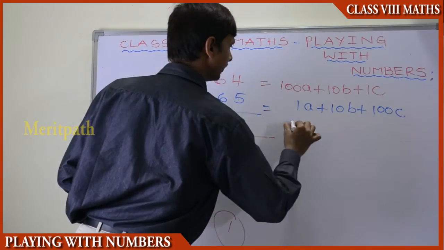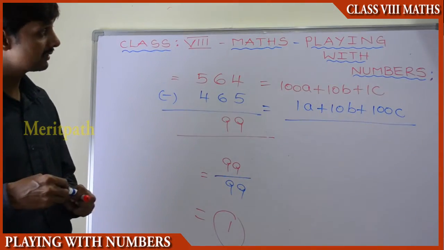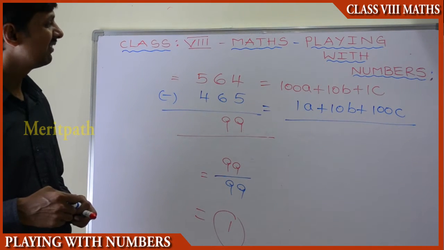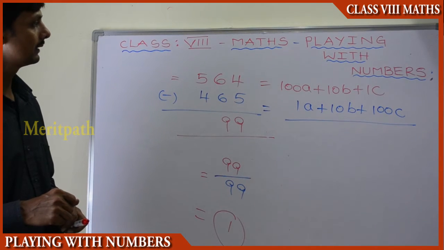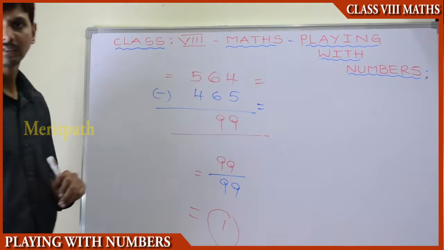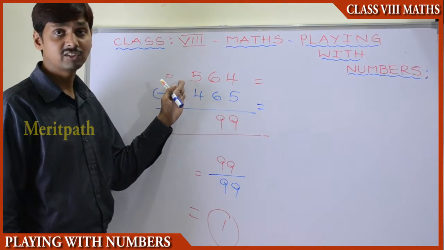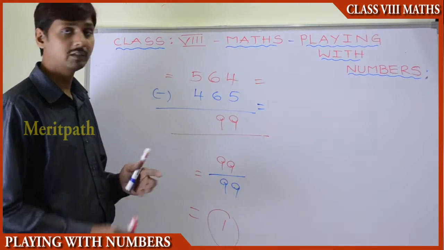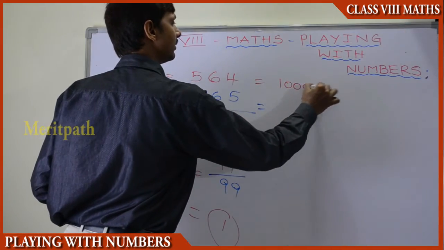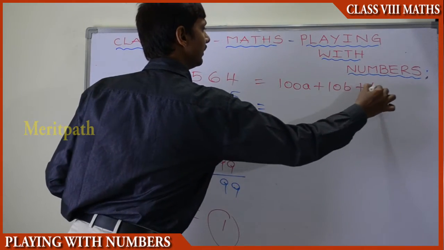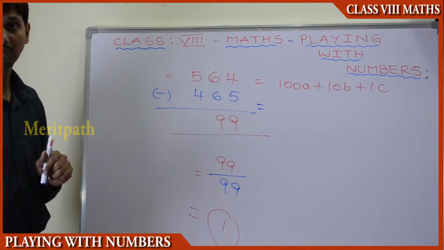We have reversed all the digits of a number. Then, after reversing the digits, we have subtracted. So let's subtract this. Let's take the general form of a 3-digit number, which we have done previously. That is 100A plus 10B plus 1C. This is the 3-digit number form.